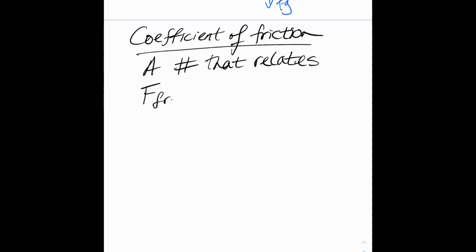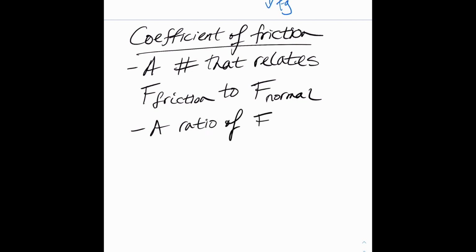I'm going to write out the word friction. It's really like a ratio of force friction to force normal, right? I'm not sure if I can technically use the word ratio there, but let's look at what I'm saying there.